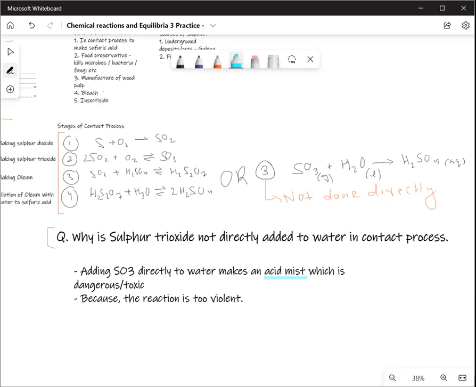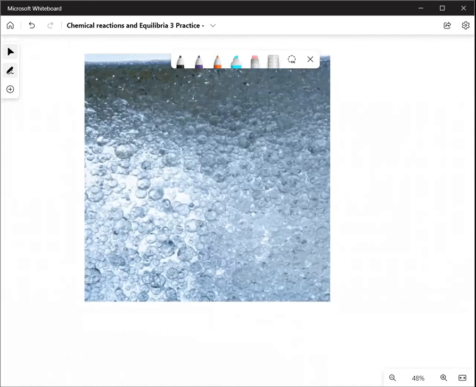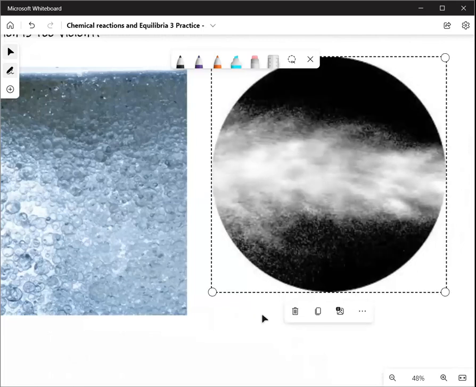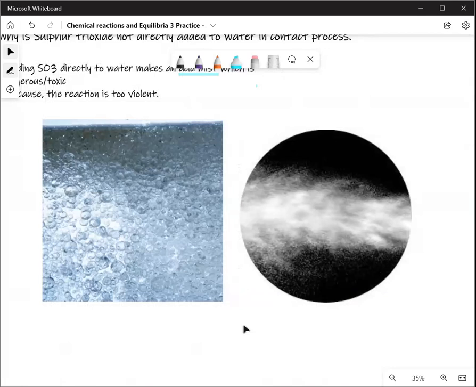Look. Can you see this? Or let's see a better image. Look, it's like a spray. Now, you don't want acid spraying all over the place. It's like a blast. Acid is thrown away in all directions, which is dangerous. So people would get acid on themselves. We don't want this.